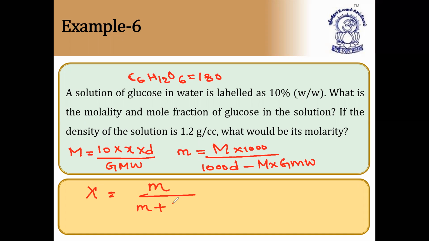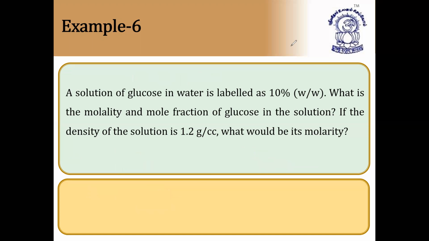They are given glucose in water. So aqueous means 1000 by 18. That is 55.5. So I hope this is clear now. By applying these formulas, definitely you'll get the values. Next question. So you got the values. You can check the answers.